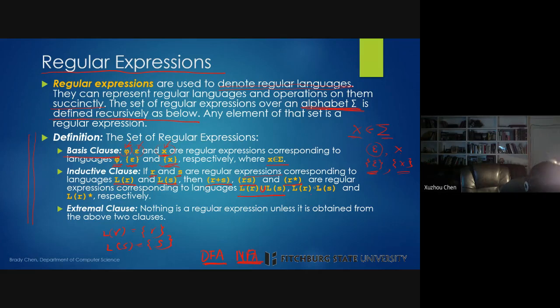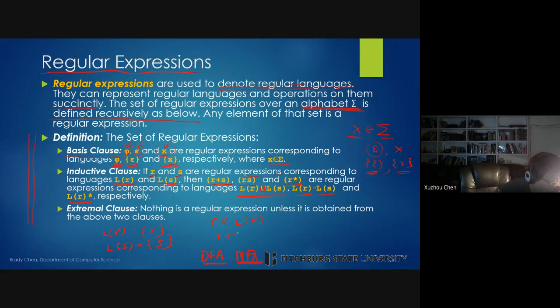and LR concatenate LS, or LR star. Okay, let's take a look at the first one. So suppose R is a regular expression of LR.